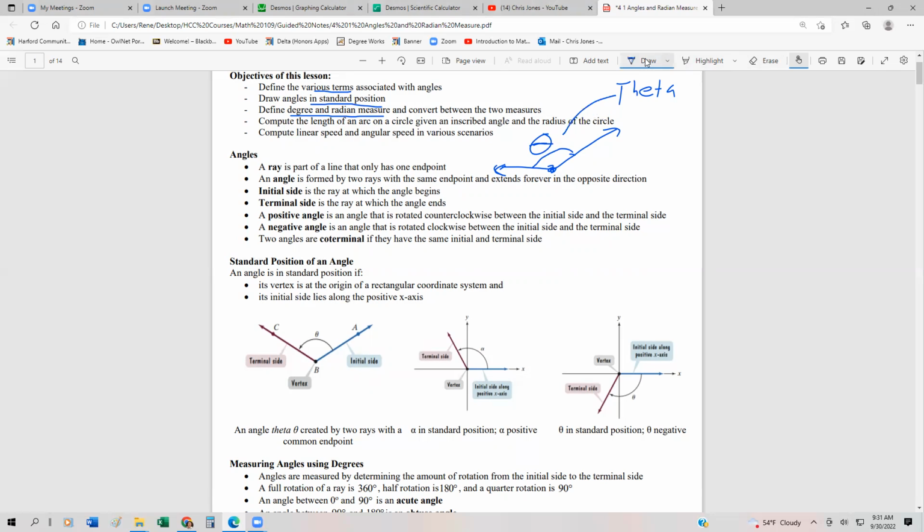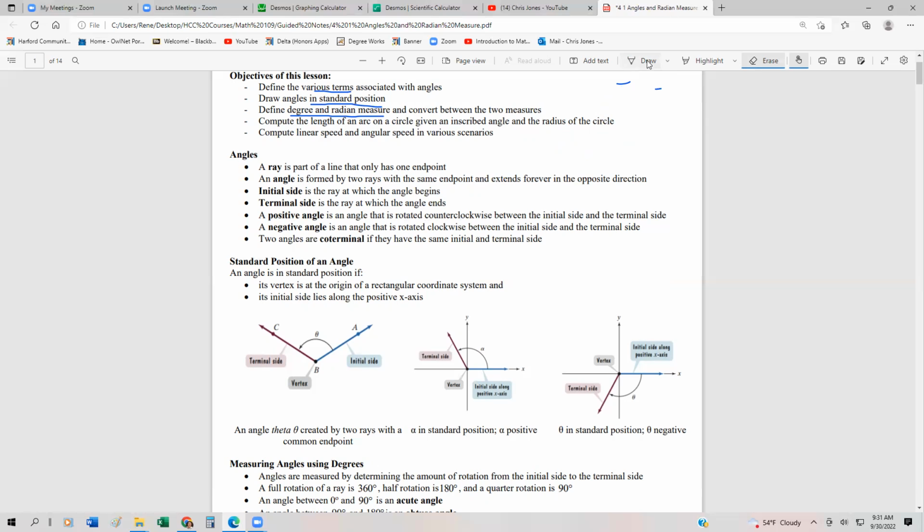Although there are lots of different ways that we can define angles, this is just the most common one that we use. There's an initial side, which for this angle would be the one on the right, and then a terminal side, which is on the left. And every angle looks different. There are positive angles, which are rotated counterclockwise. The one that I constructed up here is a positive angle. However, if I wanted to construct a negative angle, I could do so by going in the opposite direction.